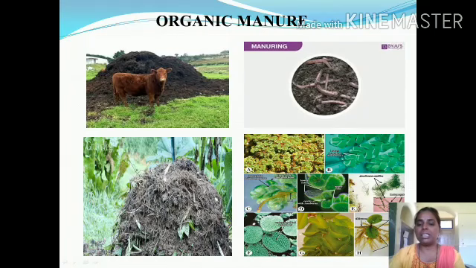These azolla are grown on a large scale by the farmers in some places in tanks, wells and all, and then removed from the water, dried, crushed into a powder and applied into the field as a nitrogen fertilizer. So these are the four types of organic manures which we can see.